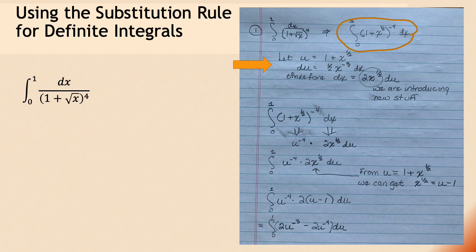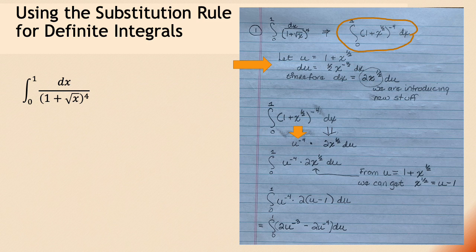So the derivative of that, 1/2 x to the minus 1/2 dx, and therefore dx is equal to 2x to the 1/2 du. Now notice we're all of a sudden going to be introducing something new that wasn't there before in our original function, but you've seen that we figure out ways to deal with this. So now let's start doing some substitution and we'll see where we are and then where we have to go.